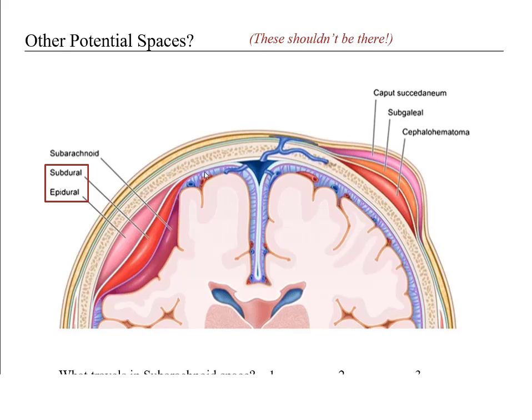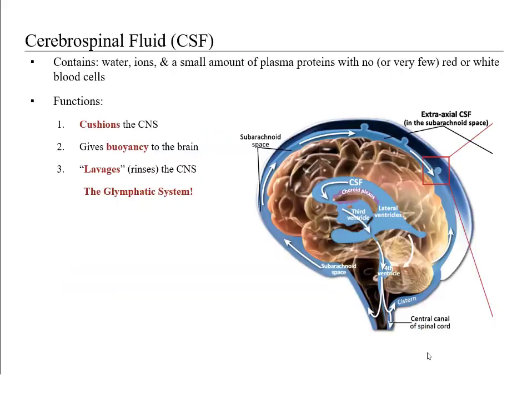Now, in the subarachnoid space, this sort of light blue space, there are 3 things that travel. You can see there are cerebral arteries and cerebral veins, but the other thing that's found in this space is cerebral spinal fluid, or CSF. So what is CSF? CSF stands for cerebral spinal fluid. It contains water, ions, and a small amount of plasma proteins with no or very few white or red blood cells. And so this is an ultrafiltrate of blood plasma. It's a clear liquid, and it has many functions.